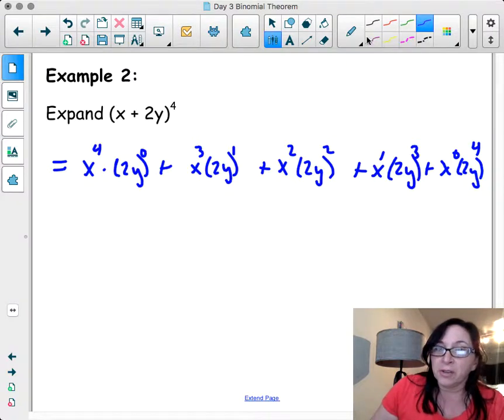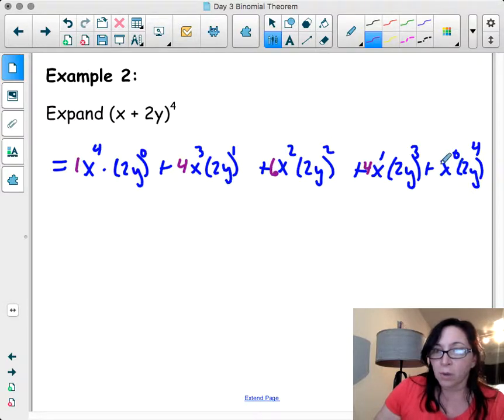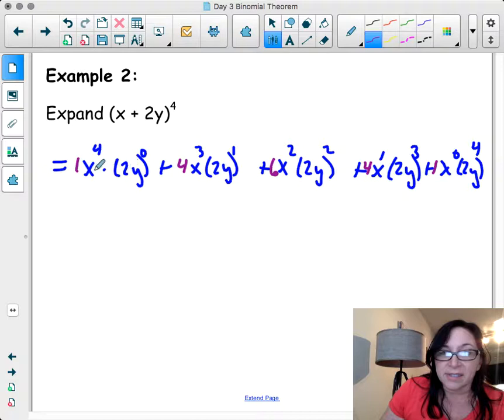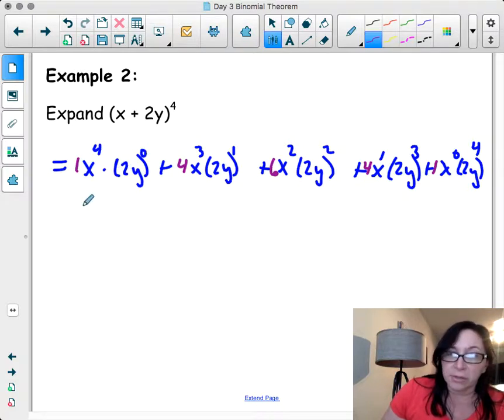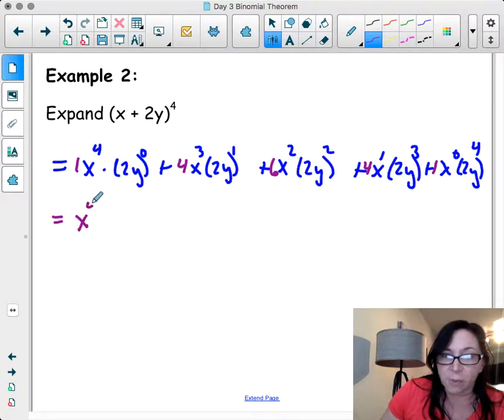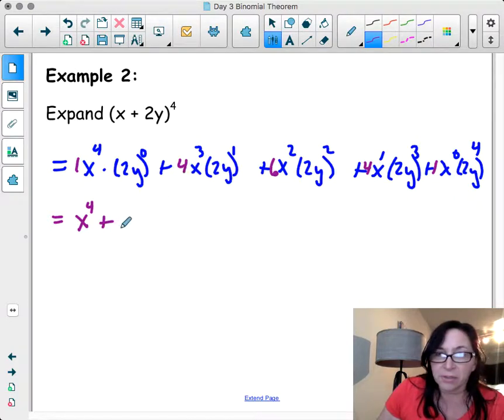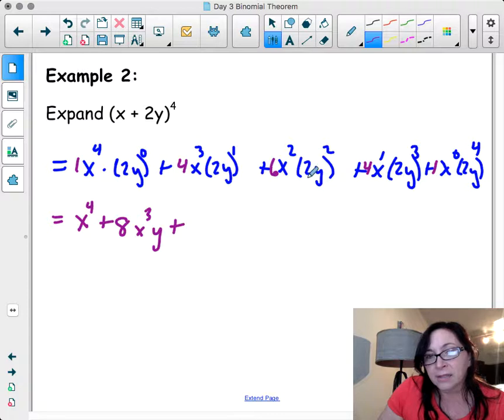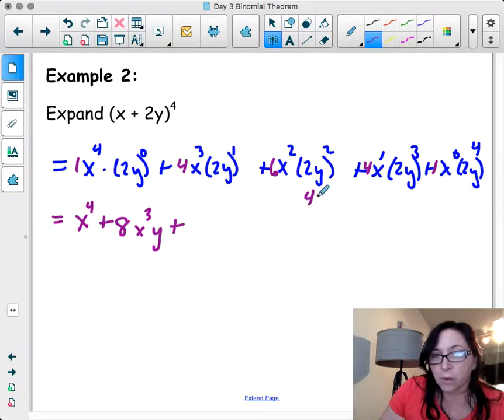Now don't forget to put in your coefficients, which for the 4th power are 1, 4, 6, 4, and 1. So when you multiply these out, anything to the 0 power is 1. So what we have is just x to the 4th for the first term. For the second term, we have 4 times 2, which is 8. So we have 8x cubed y plus, now this one is 2 squared, so that's actually 4y squared.